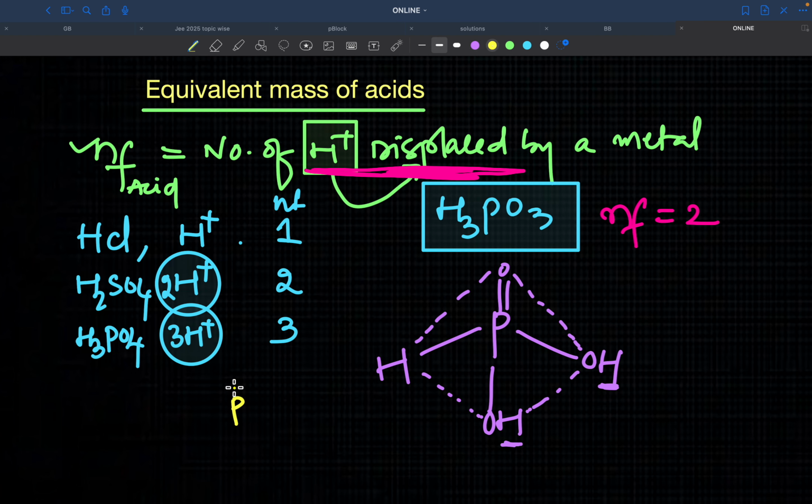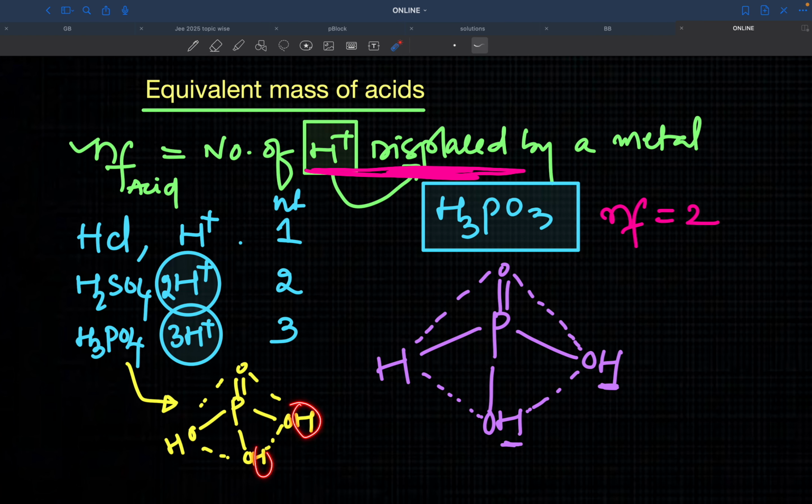So we also see the structure of H3PO4. In H3PO4, you will have 3 OH groups connected like this, and here is the double bonded oxygen. This is the H3PO4 structure. Here you have 3 hydrogens, all connected to phosphorus through oxygen. That's why all the hydrogens are considered acidic hydrogens, all of them replaceable. That's why its valency factor, n factor, is 3. But H3PO3 has 3 hydrogens, and only 2 are displaceable.